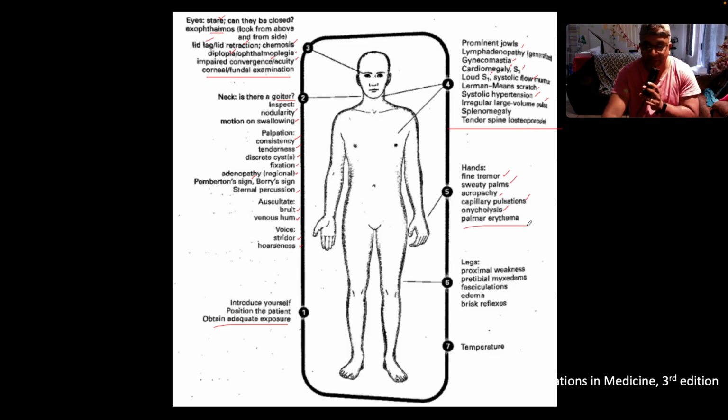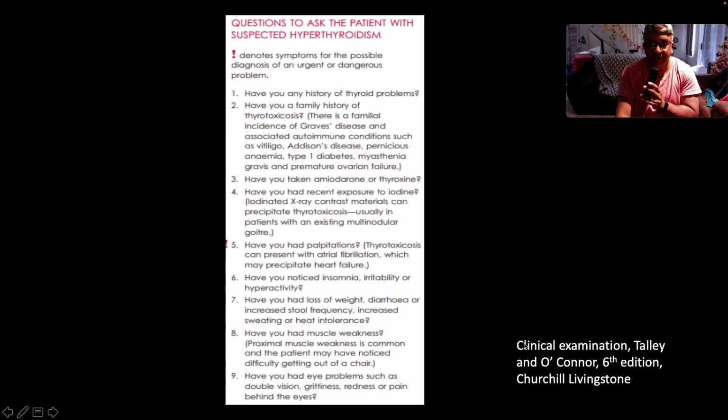All right, and the legs, notice any proximal weakness. Okay, pretibial myxedema, fasciculations, edema, and brisk reflexes, as opposed to hypothyroidism, where you get the so-called hung reflexes. And of course, temperature. The patients are often pyrexial sometimes.